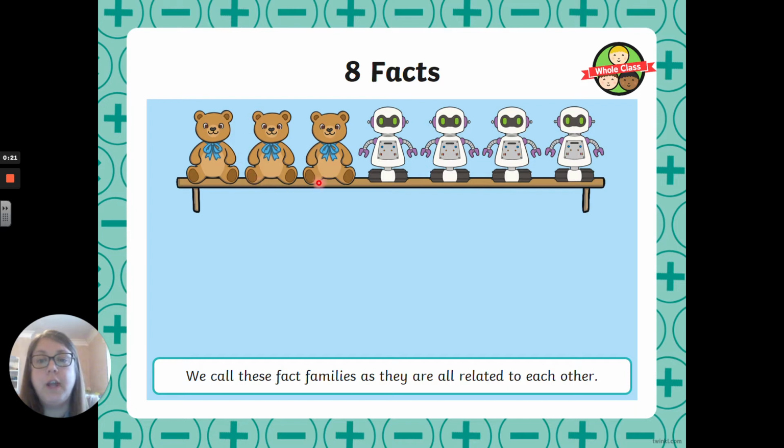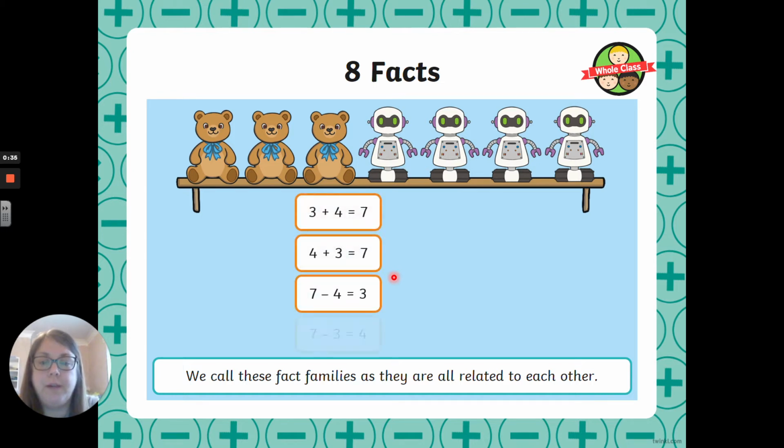So we've got how many brown bears? We've got 3. And how many robots? We've got 4. And 3 and 4 makes 7. So our numbers are 3, 4 and 7. And we're going to make 8 facts related to that. So I'll pop them on the screen.